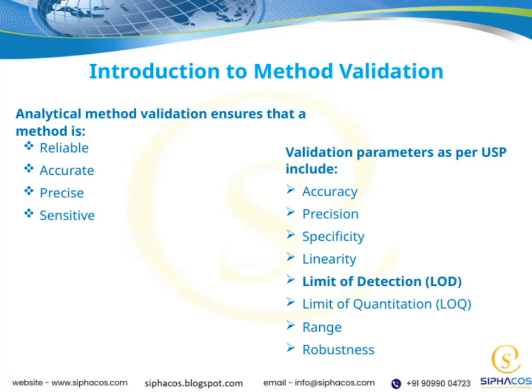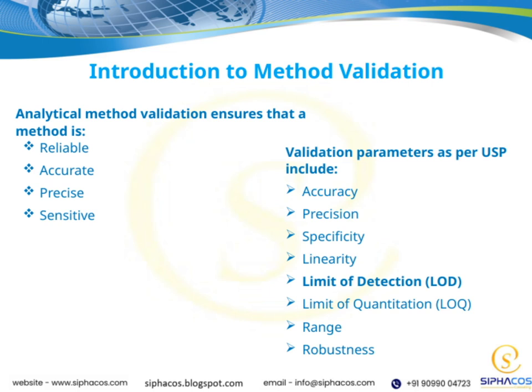Now, let's talk about what analytical method validation really means. Essentially, it's about making sure that the method we use is reliable, accurate, and suitable for its intended purpose. When we validate a method, we're confirming that it consistently produces trustworthy results. This is crucial because it underpins the quality and safety of the products we work with.